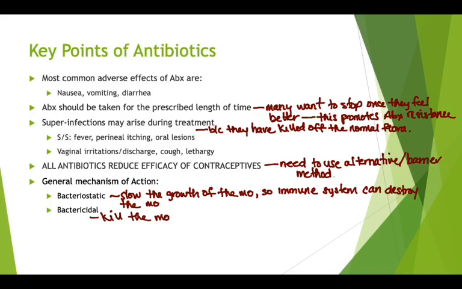All antibiotics will reduce the efficacy of contraception. We learned about contraception in OB when we did theory, but remember that you need to use an alternate or a barrier method during the time that you're on antibiotics while you're using your birth control. So you don't stop your birth control, you continue taking it, but you have to use a second method because it will reduce the efficacy.